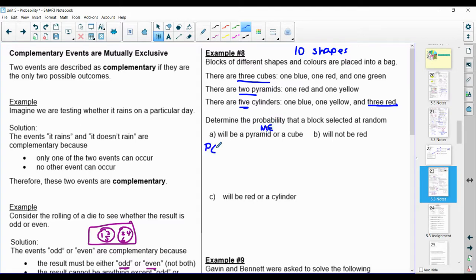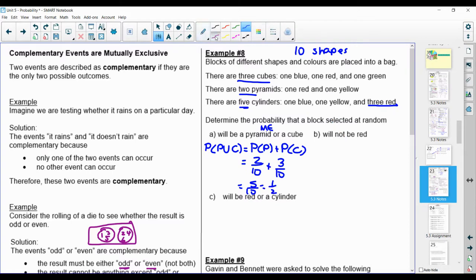So the probability of a pyramid or a cube is the probability of a pyramid plus the probability of a cube. It's important that you get in the habit of writing out these formulas. For one, it helps you to kind of frame the question, but secondly, it's also important that you know how to represent this as a formula. So the probability of a pyramid, there are 2 pyramids, so 2 out of 10. The probability of a cube, there are 3 cubes, so 3 out of 10. That gives us 5 out of 10, or 1/2.